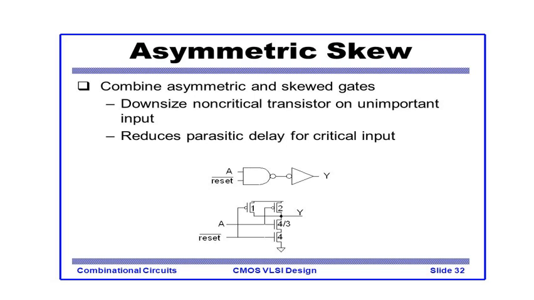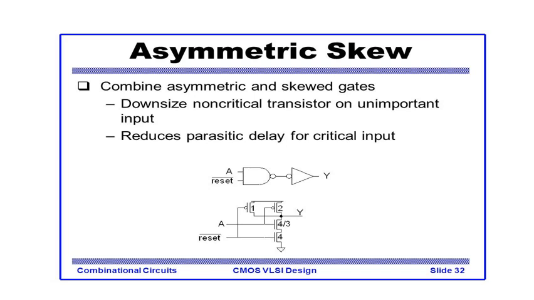Next one, asymmetric gates. Combining asymmetric and skewed gates, downsizing the non-critical transistor on an important input reduces the parasitic delay for the critical input. For example, consider the path of a resettable buffer.